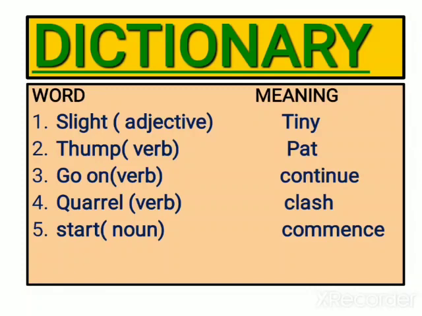So, let's have a look at the words along with the parts of speech and their meanings. The first word is slight. Slight is an adjective that means tiny. Thump. Thump is a verb that means pat. Go on is a verb that means to continue. Quarrel is a verb that means clash. Start is a noun that means to commence.